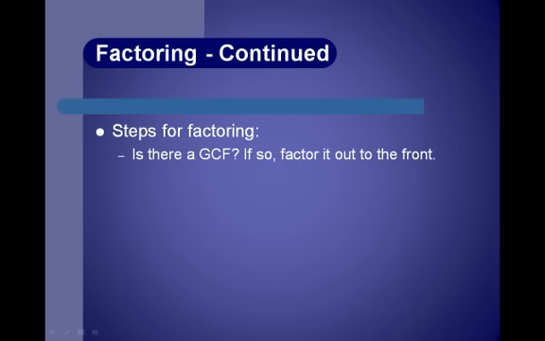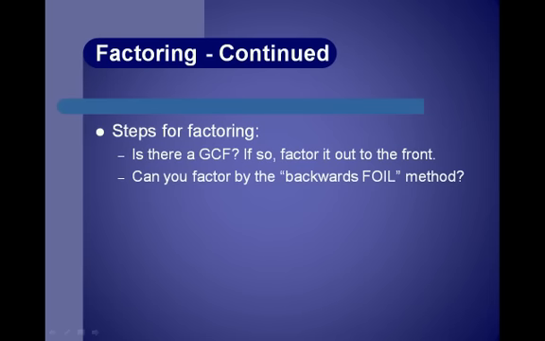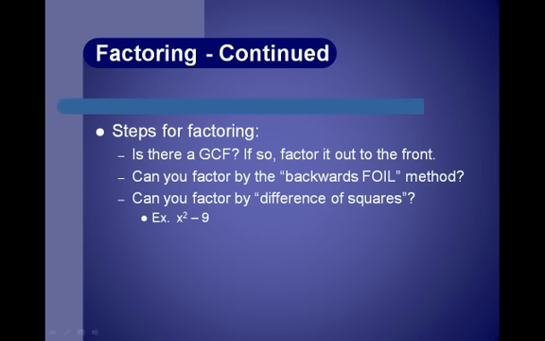Okay, so for our steps for factoring, we said if there's a greatest common factor, we factor it out to the front. Then if it's a trinomial, 3 terms, we see if we can use the backwards FOIL method. If there are 2 terms, if it's a binomial, then we want to see if we can factor by the difference of squares. Now what the difference of squares says is if you have a binomial of the form something squared minus something squared, then it factors as x minus y times x plus y.